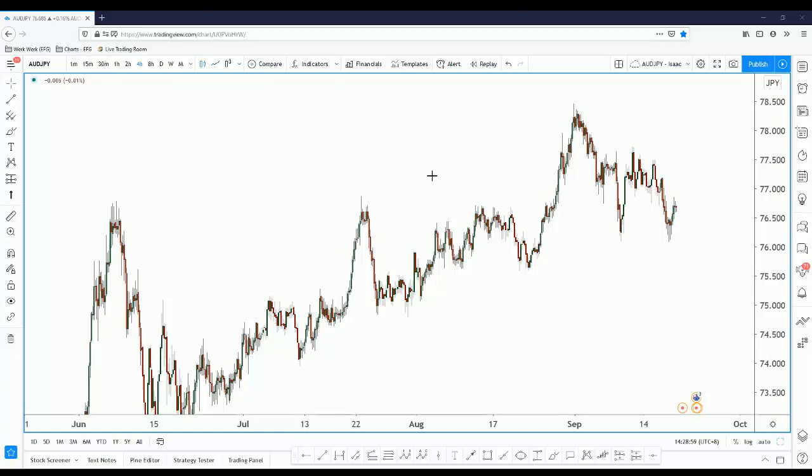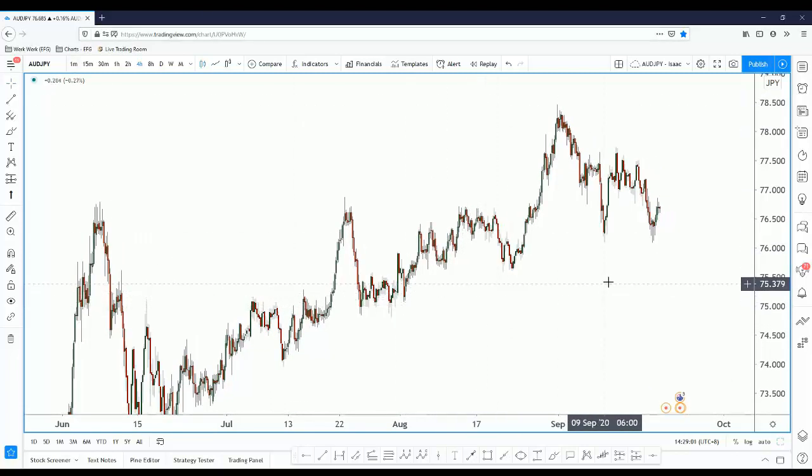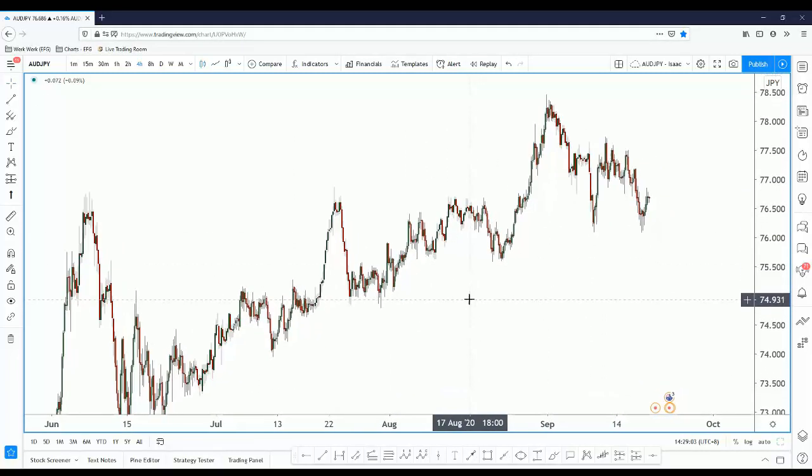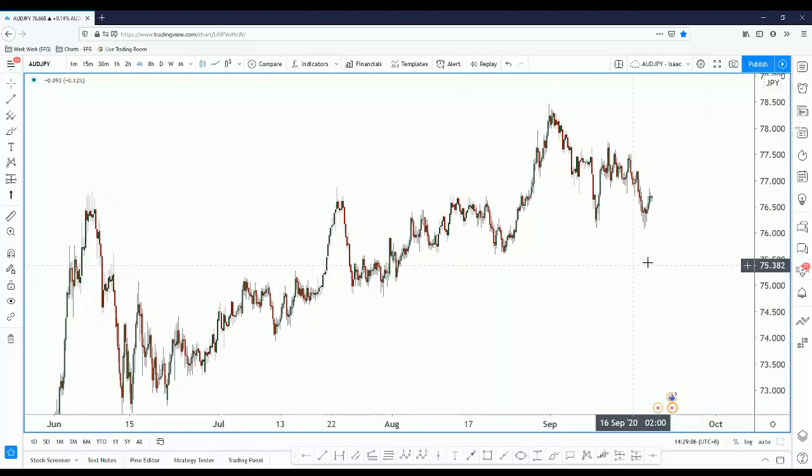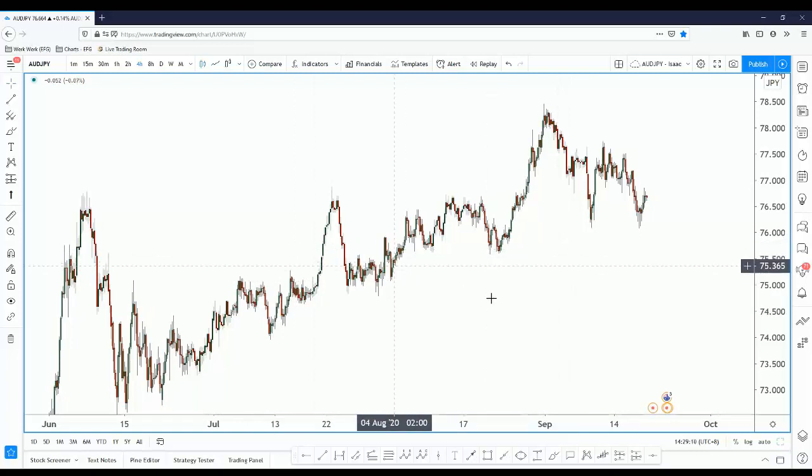Hi everyone, welcome back to today's trade of the day, and for today's trade of the day I will be looking at the Aussie yen. Now what I have here is the 4-hour Aussie chart, very interesting configuration. Okay, and without further ado I will dive right in.